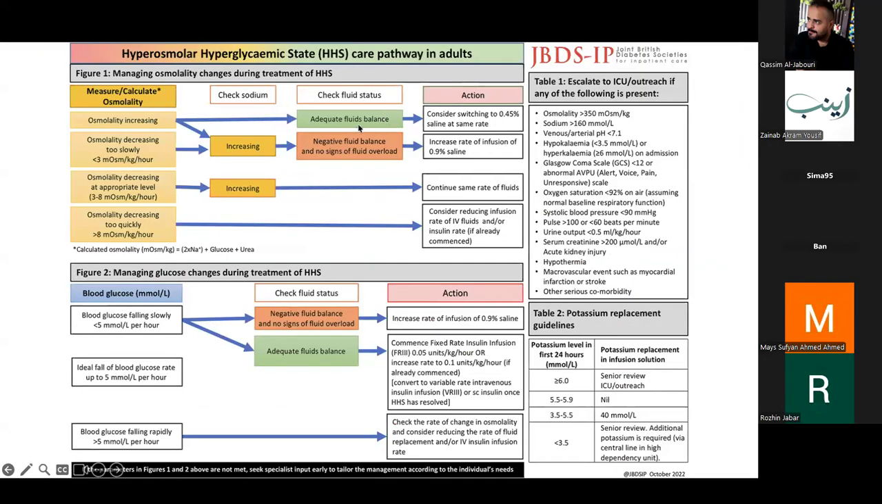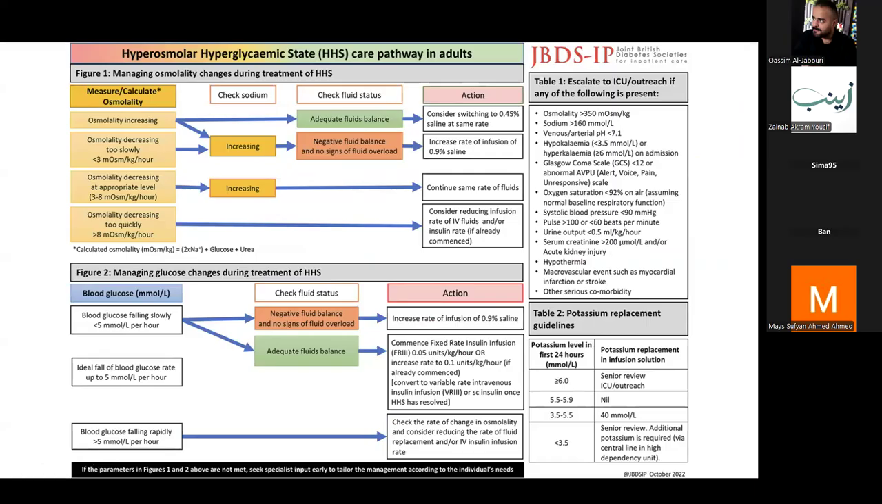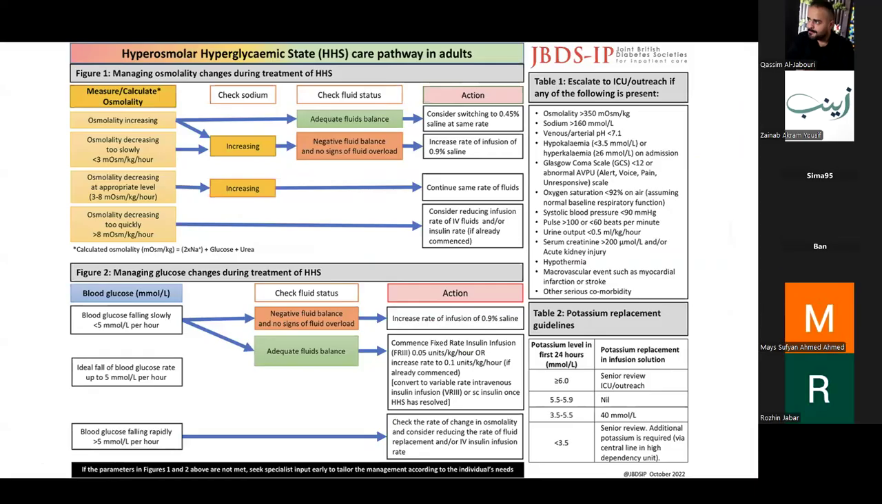This is derived from the British guidelines. Again, it's just the same protocol again. I just wanted to highlight the osmolality changes while you are treating. So you initially, as we said, start with your fluid bolus and continue with the fluid in the first 6 to 12 hours. And while you're doing that, you continue to monitor sugars hourly. You can calculate osmolality and you monitor your urine output and the fluid balance.